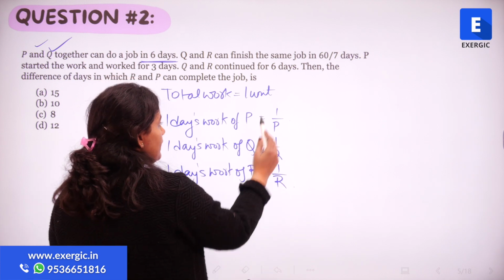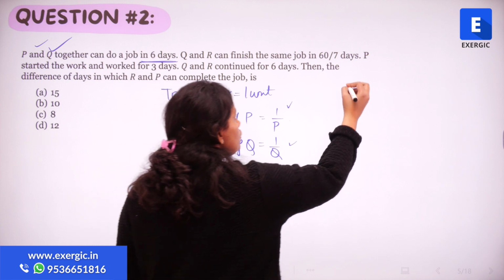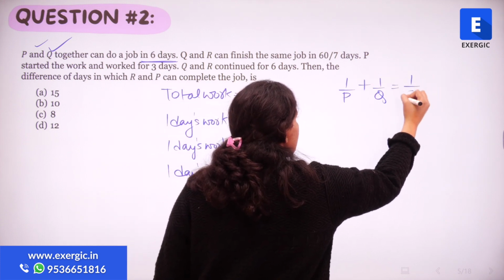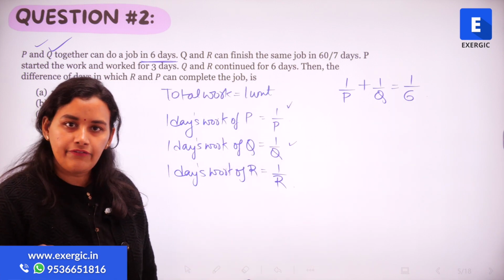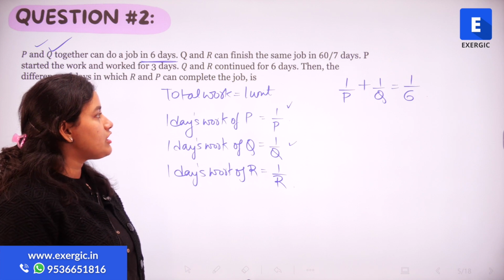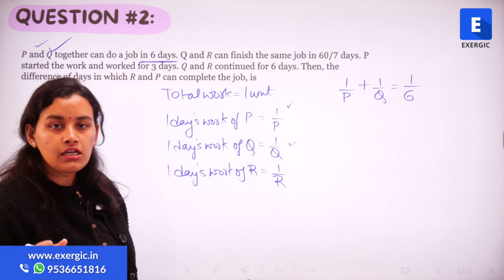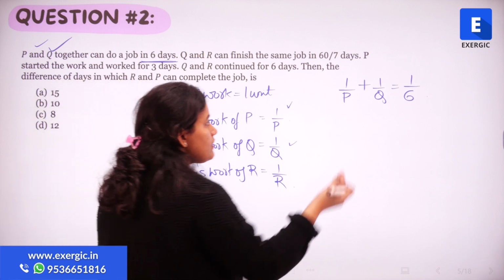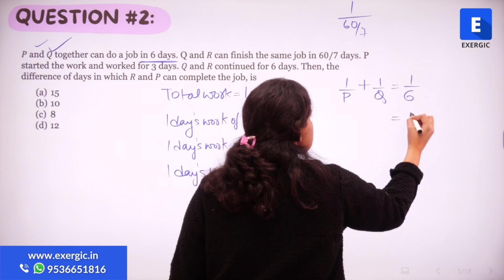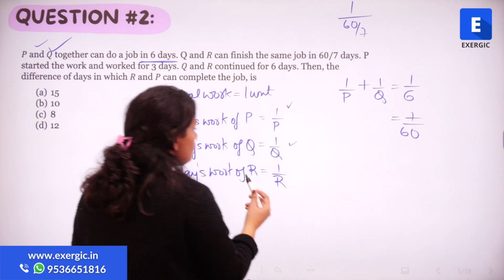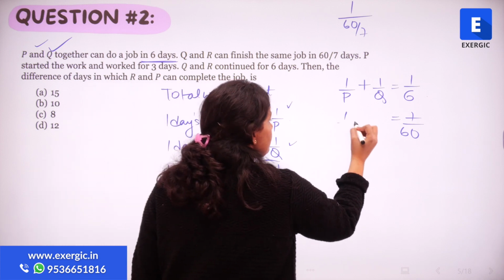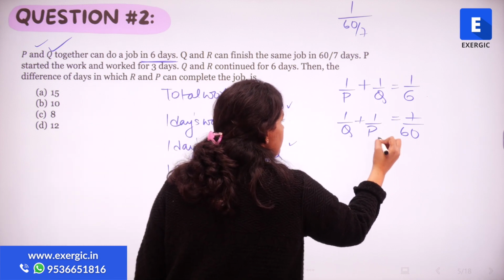And I also know the 1 day's work of P and 1 day's work of Q. So that gives me the relation that 1 by P plus 1 by Q is equal to 1 by 6. Right? Everybody knows this by now. Similarly, Q and R can finish the same work in 60 by 7 days. So 1 day's work of Q and R is 1 upon 60 by 7, which is nothing but 7 upon 60. Also, I know 1 day's work of Q is 1 by Q, 1 day's work of R is 1 by R. So if I add them, this is what I will be getting.